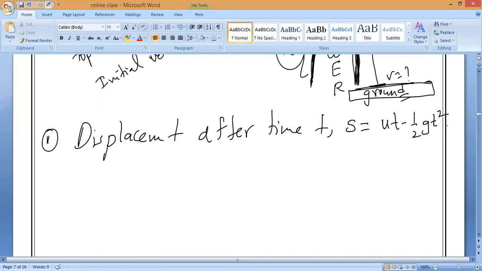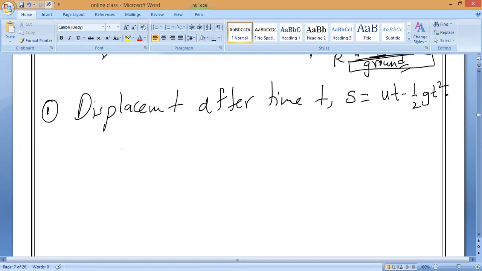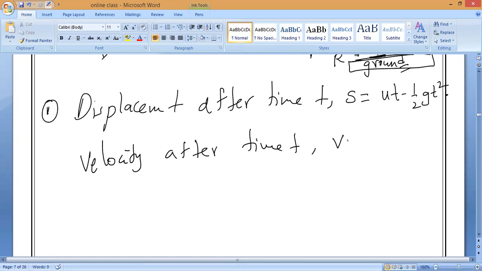The body is thrown away from the tower. Then after a certain time t, the displacement S is equal to ut minus half gt square. Is it okay, guys? Next, velocity after time t: v is equal to u minus gt. That is the second formula.